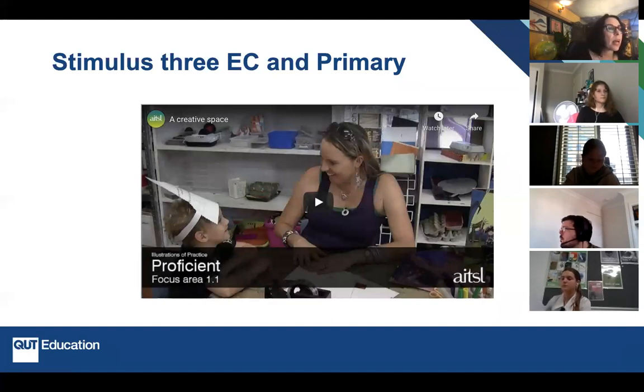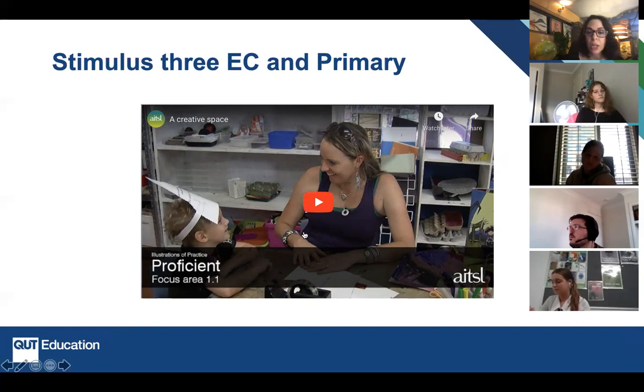So another stimulus, for early childhood and primary. This was from a teacher in Broome, a kindergarten teacher. What did we note here? What were some of the actions from our primary and early childhood students?